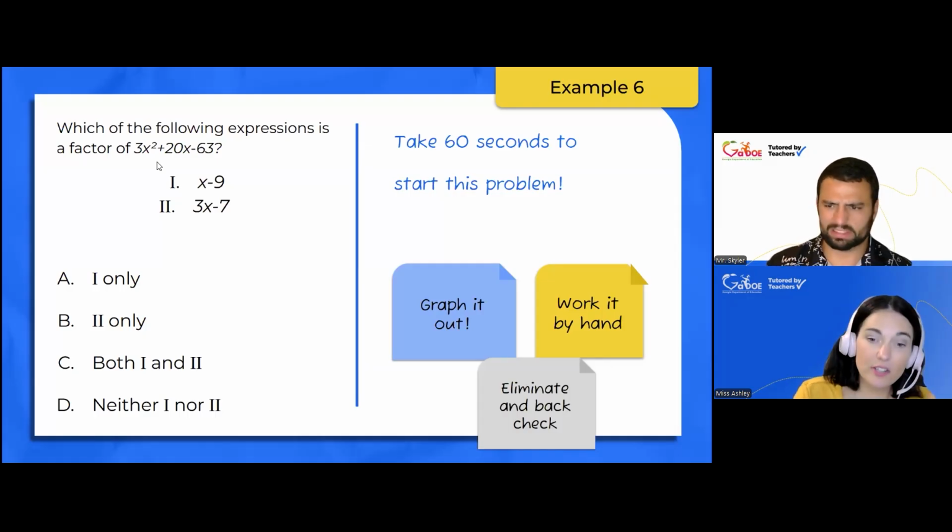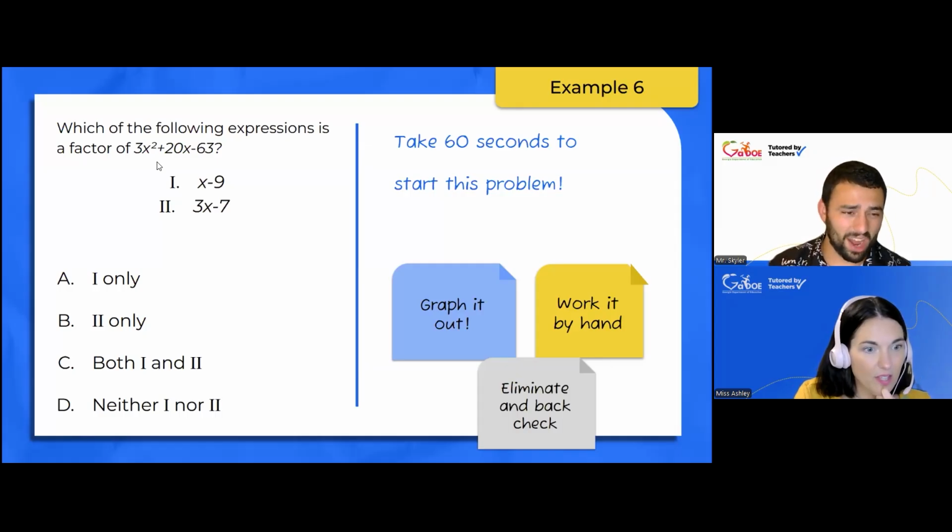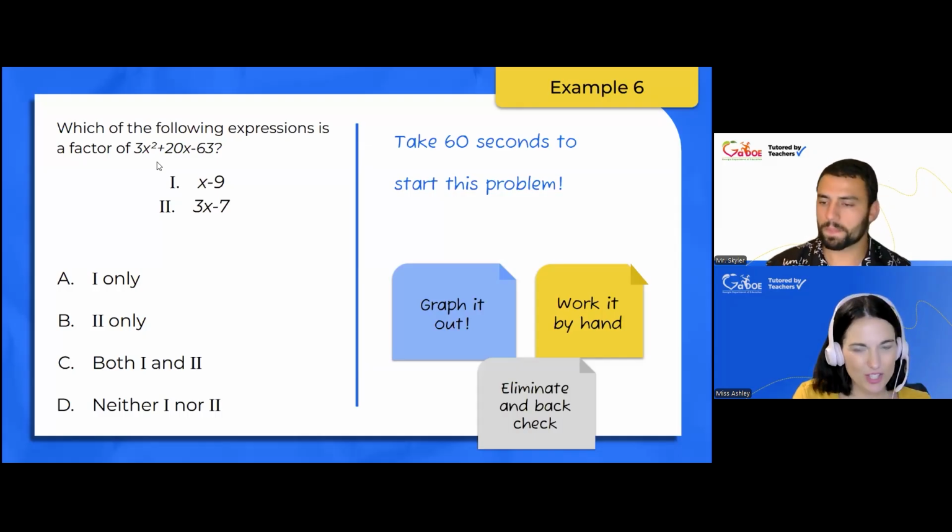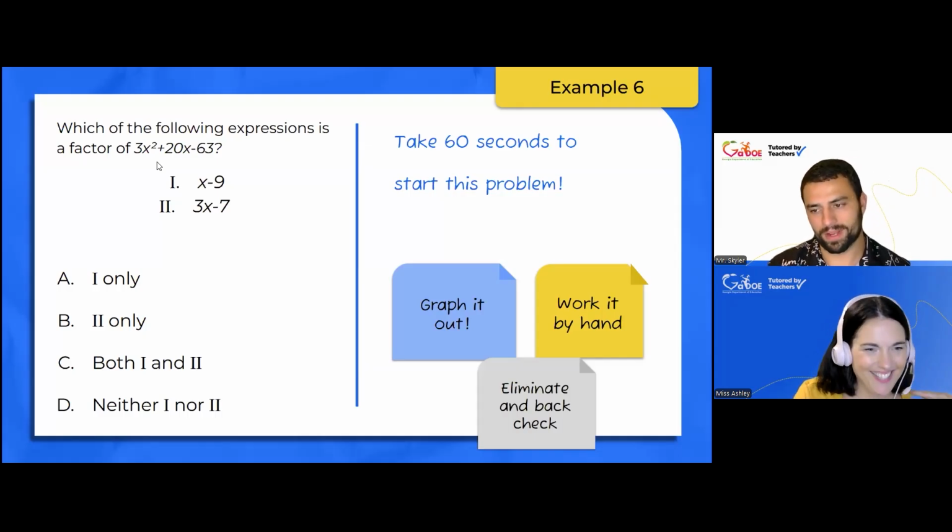And this would be labeled a hard question. Easy, medium, hard. Eliminate and back check? All the answers are so similar. And work it by hand? How do I even start working it by hand? Nope, that wouldn't be me. I wouldn't start with working it by hand this time.